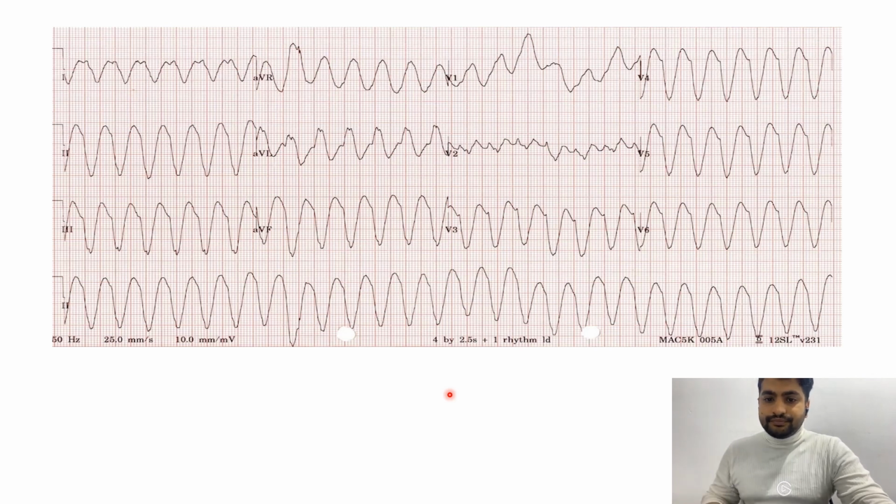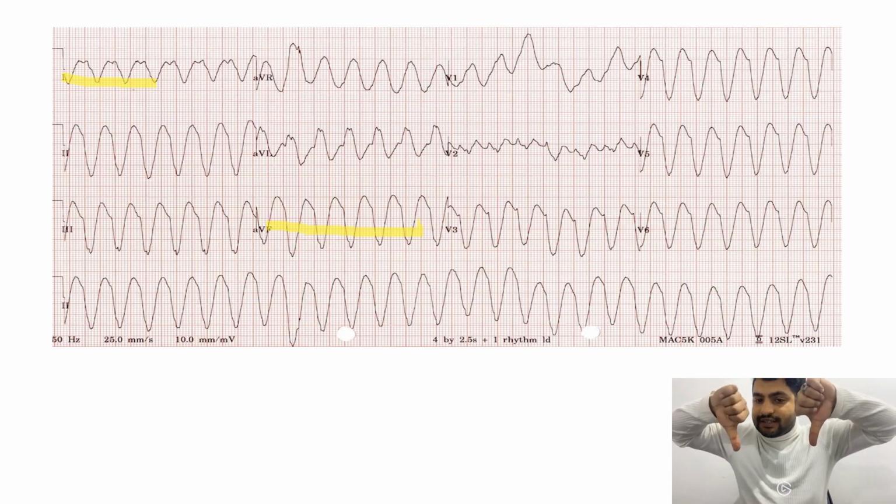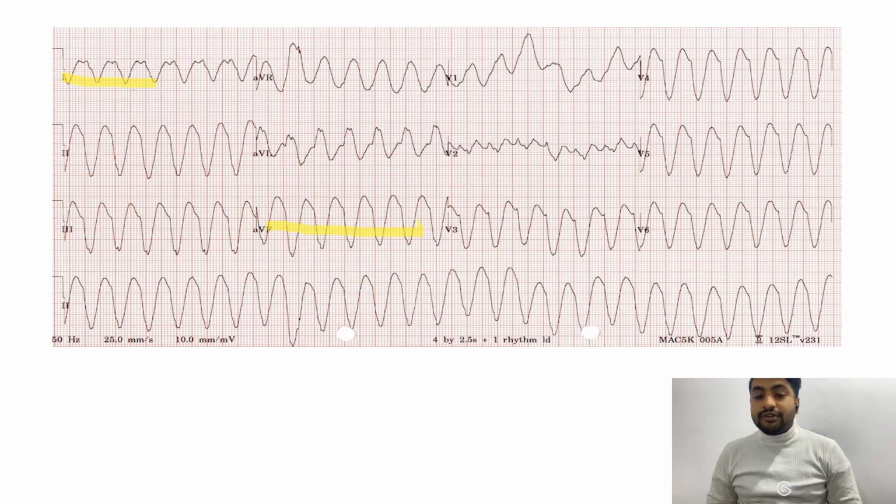Another thing to notice here is our lead 1 is pointing downwards and our aVF is pointing downwards. If we have both these leads pointing downwards, this is called the northwest axis or extreme axis deviation. I taught you in the lecture on axis determination that northwest axis is very important during ventricular arrhythmias. So we see an example here.